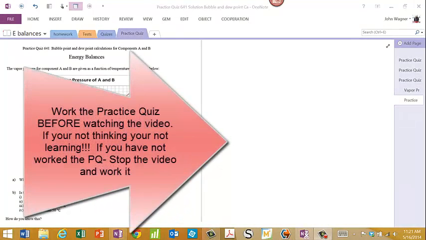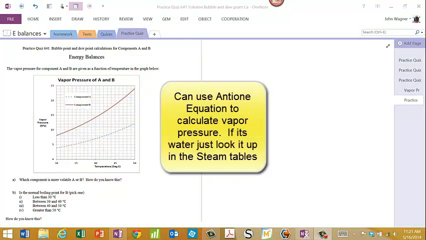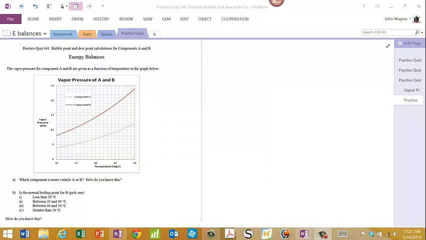In this screencast, we will be performing bubble point and dew point calculations using Raoult's law. We have data in the form of a graph of the vapor pressure of both component A and B. If we didn't have this kind of chart, we could find the vapor pressure of A and B using an equation like the Antoine equation or something similar.